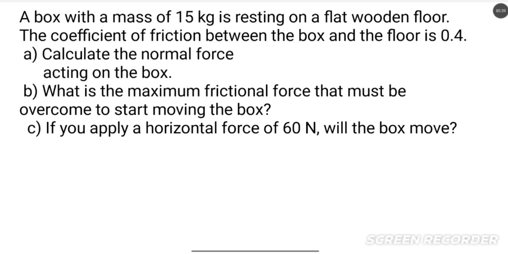Okay, now we're going to look at some review questions, a box of mass 50. Well, actually, go ahead and pause the video. Try to solve these problems. After you solve them, push play, and then check to see if you got the solutions correct.